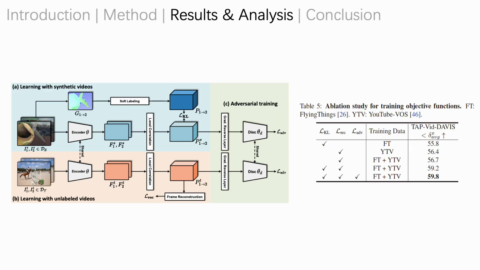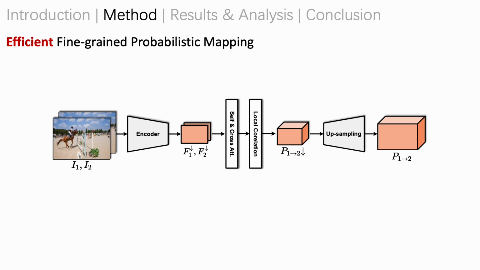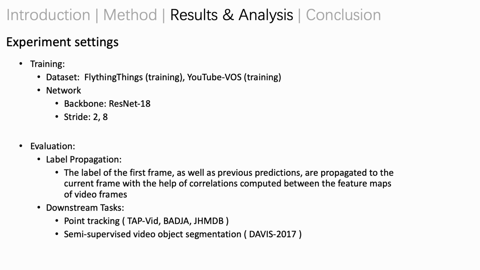Table 5 shows how each component impacts the overall performance. The results consistently indicate that incorporating self-supervised and adversarial training with unlabeled data exhibits a performance boost against the model only trained with synthetic data. We also propose a coarse-to-fine framework for efficient probabilistic mapping. More specifically, we first obtain coarse-grained matching and then upsample it to get the fine-grained result, which avoids dense matching on high-resolution features. The whole framework is jointly optimized in an end-to-end manner on FlyingThings and YouTube-VOS.